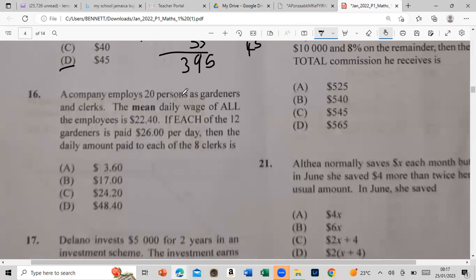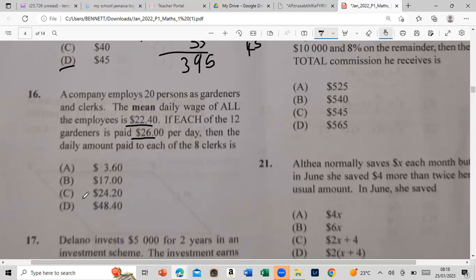Alright, a company employs 20 persons as gardeners and clerks. The mean daily wage of all the employees is $22.40. If each of the 12 gardeners is paid $26 per day, then the daily amount paid to each of the clerks is... So we just need to find the mean between these two. Wouldn't that be correct?